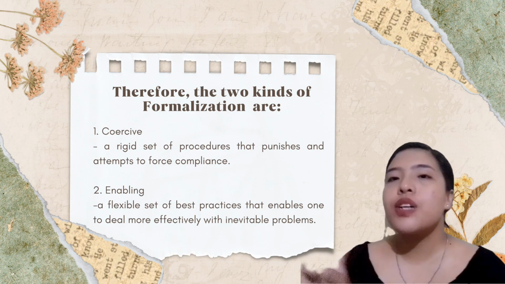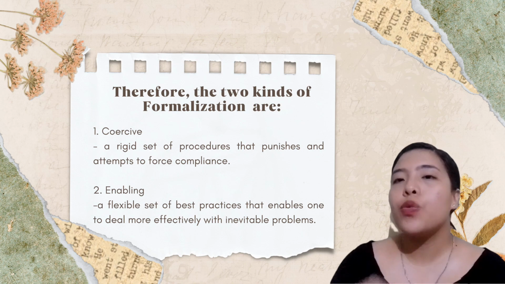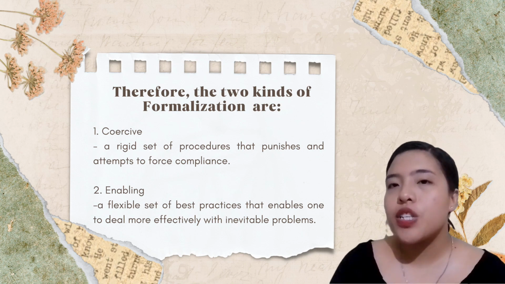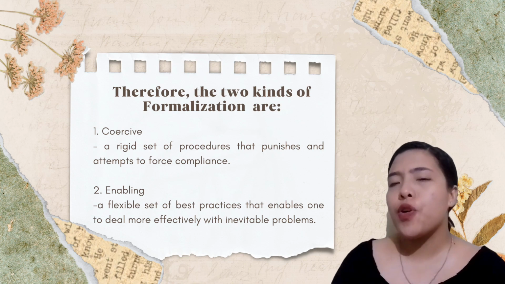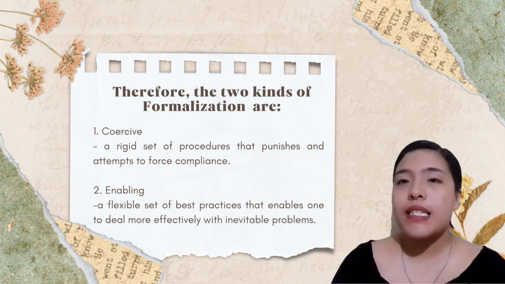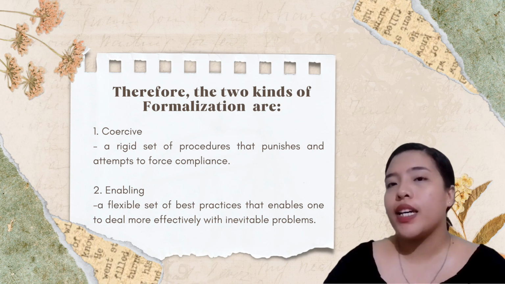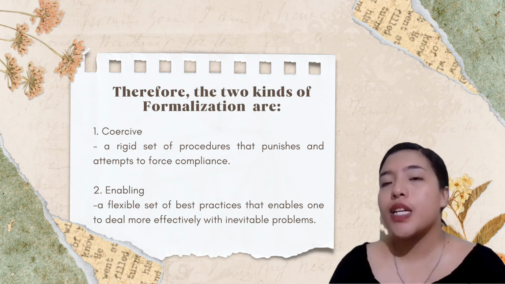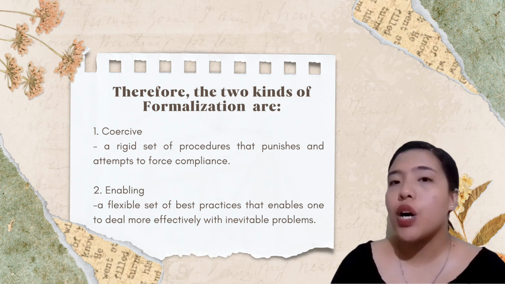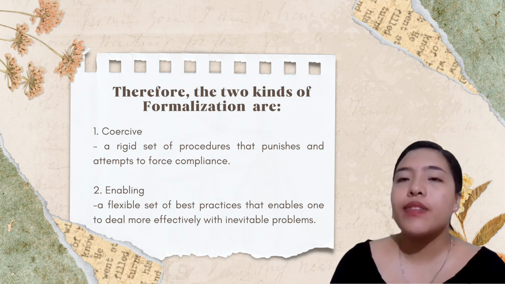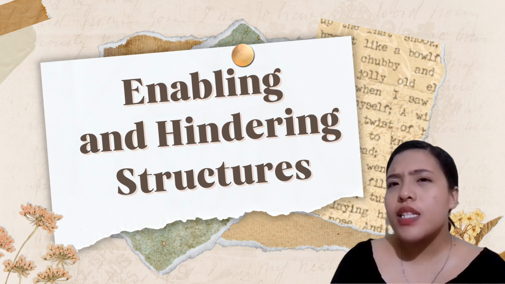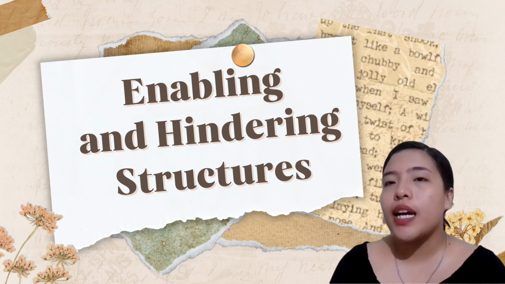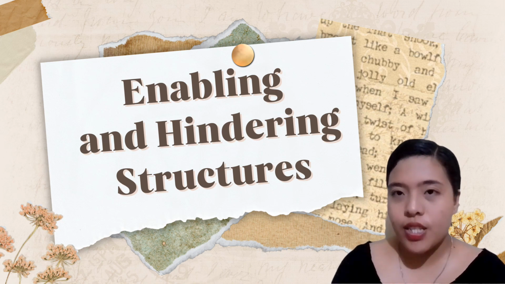Therefore, the two kinds of formalization are coercive, which is a rigid set of procedures that punishes and attempts to force compliance, whereas the second one is enabling. It is a flexible set of best practices that enables one to deal more effectively with inevitable problems. And now, let us get to know the enabling and hindering structures.